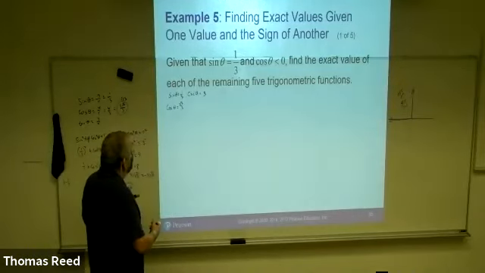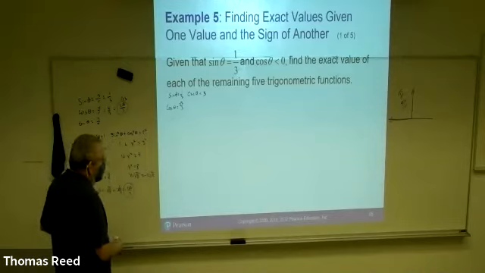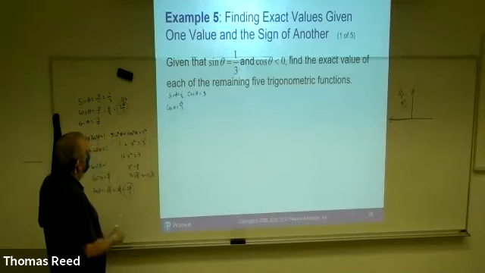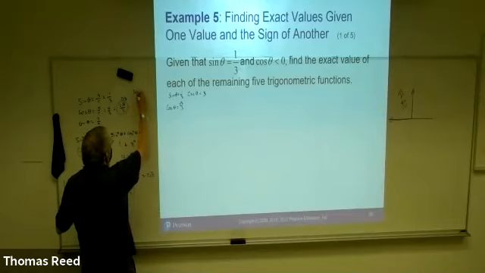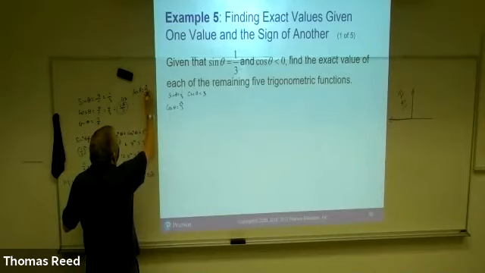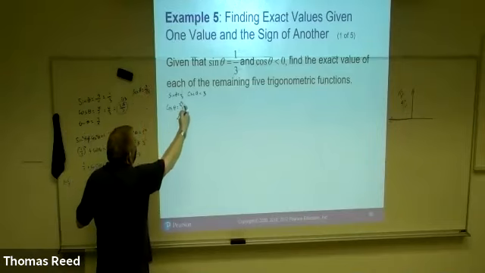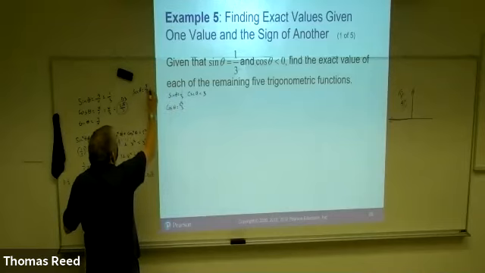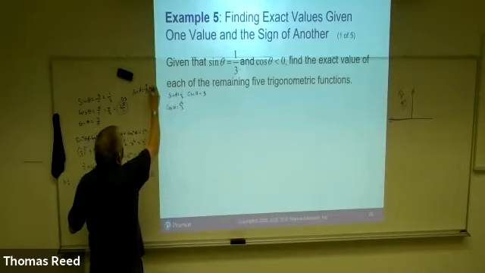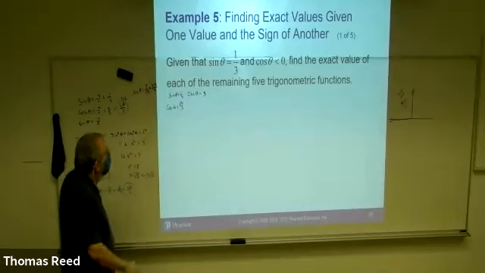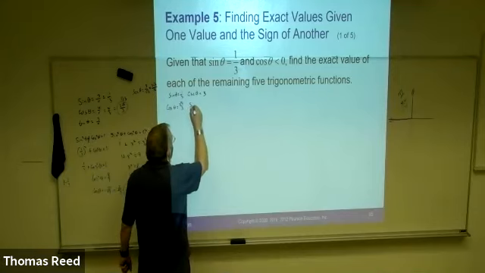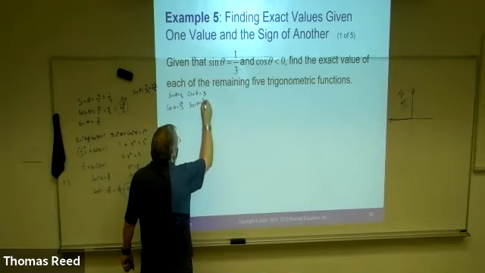And secant is going to be the reciprocal of cosine. So secant is 3 divided by the square root of 2. It's the reciprocal of the square root of 2 over 3. Now it's going to be 3 over the square root of 2. Rationalizing the denominator, you get 3 square roots of 2 divided by 2. So now we have secant equals 3 square roots of 2 divided by 2.